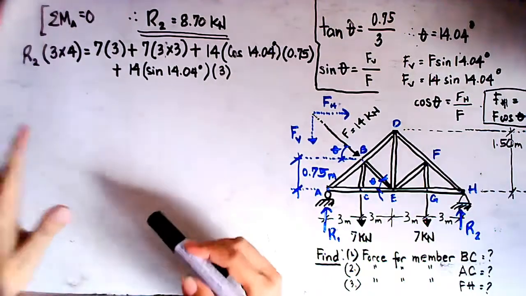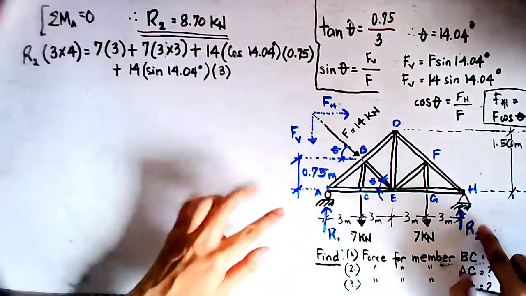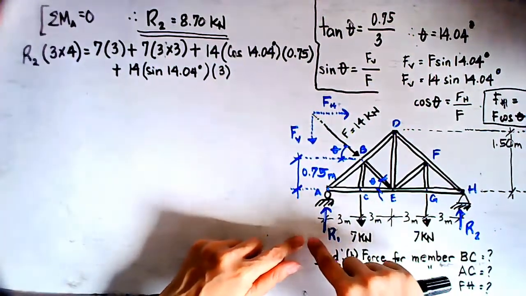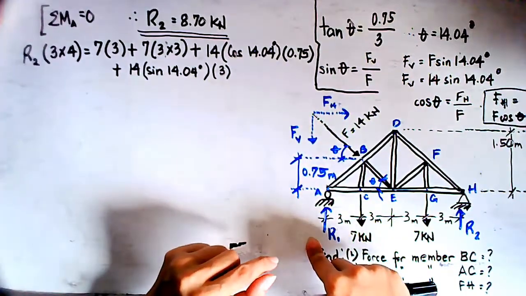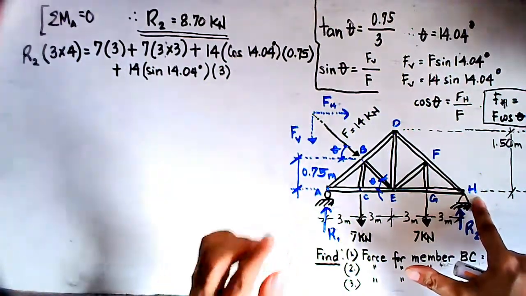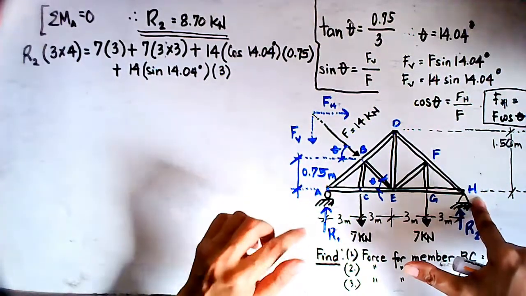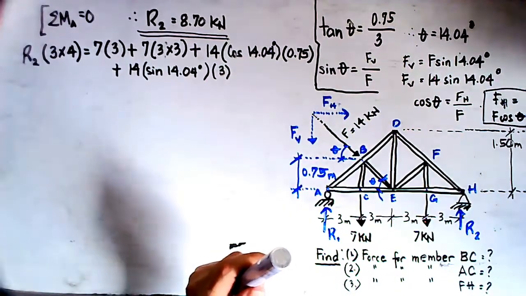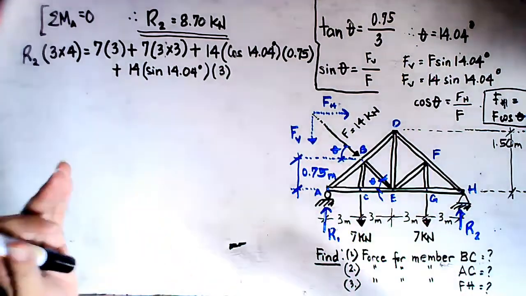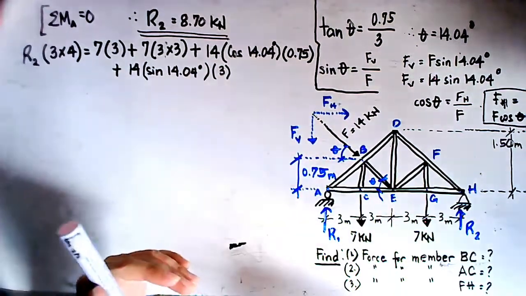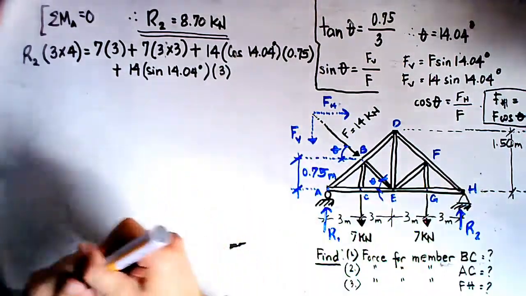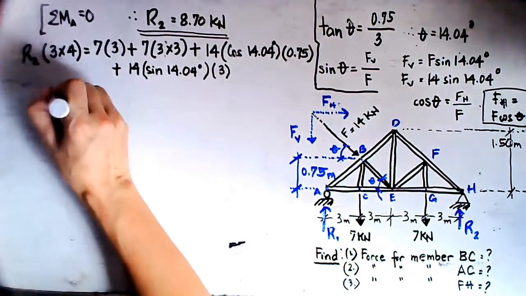Now, once we have found the value of R sub 2, if you would like to determine the reaction at A, you can take moment at point H. Or you just take summation of forces vertical. Take note that for balance condition, all forces upward should be equal to all forces downward. So if you don't want to take moment, what you can do is just take summation of forces vertical.